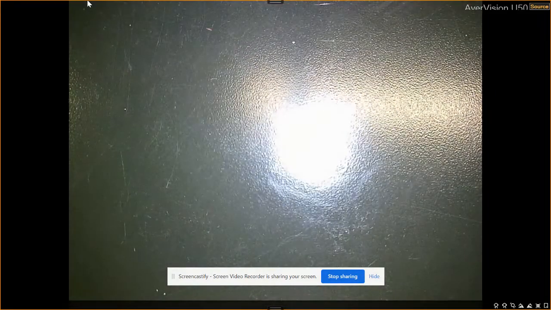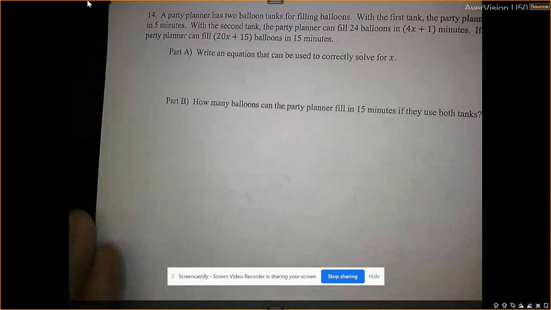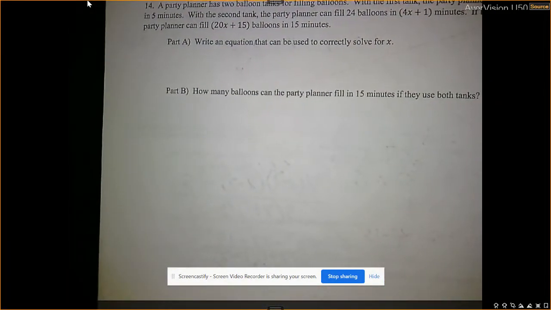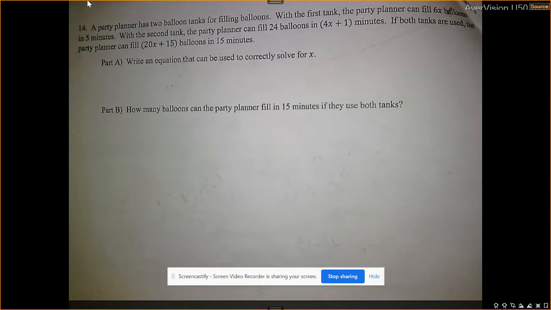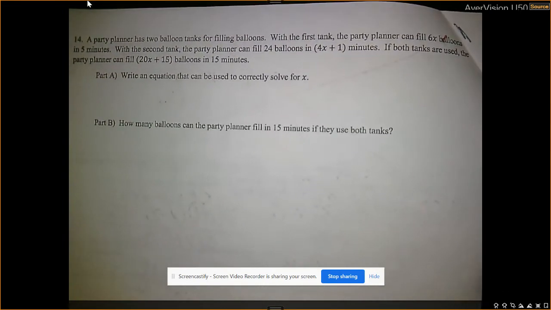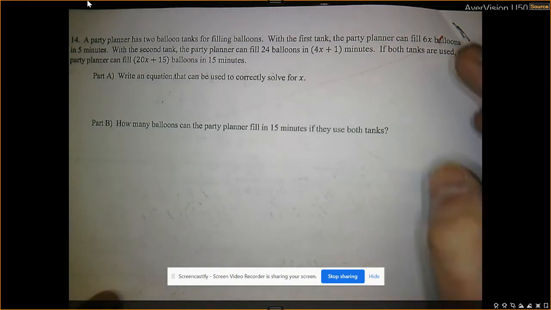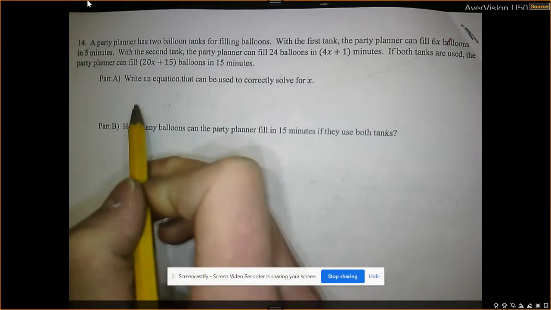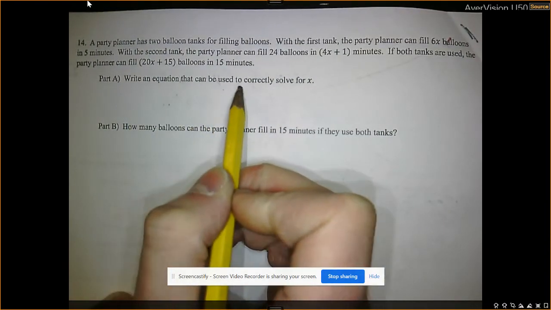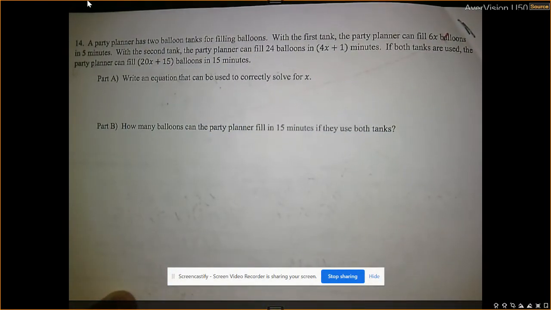Okay, this very last one on the back is a monster of a problem, but I'm going to try to simplify it for you. Once we write this equation, it's going to be go to the graphing calculator. So we have a party planner who has 2 balloon tanks for filling. I'm not going to read it all, I know you guys can read. What you're trying to do is write an equation that can be used to correctly solve for x.